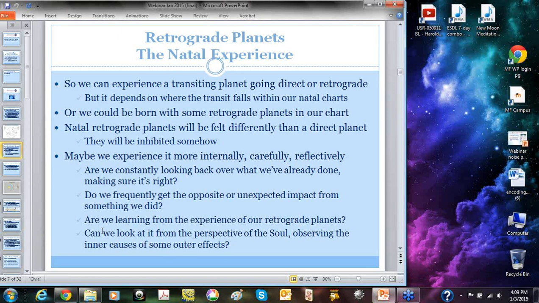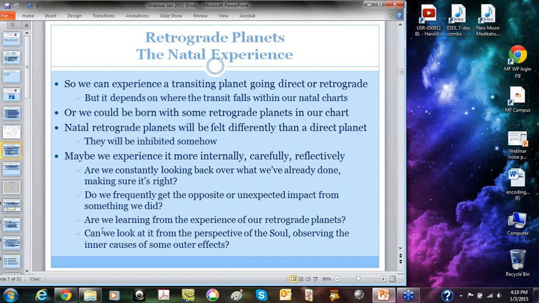In reality, she was guided, wasn't she? Fred was there with her, guiding her along. This is true for anyone with a retrograde planet. They learn to use the energy of the planet effectively in whatever fashion it is inhibited, guided by their soul impulses or lack thereof. Maybe you experience a natal retrograde more internally, more carefully, more reflectively. Maybe you understand the energy at a deeper level. Whatever the case, try looking at it from fresh eyes, from the angle of the soul.